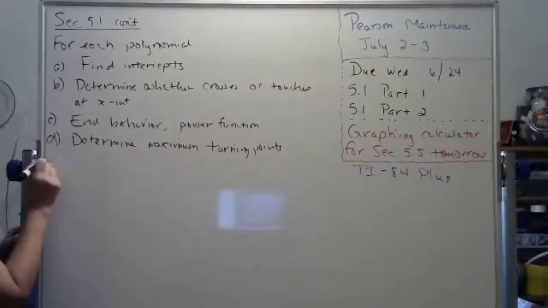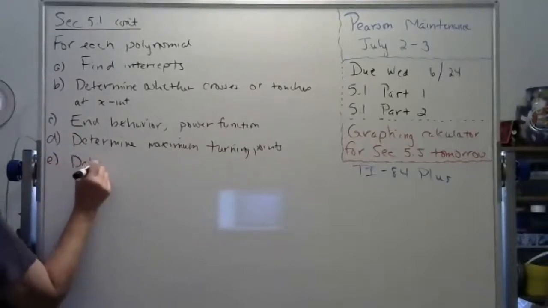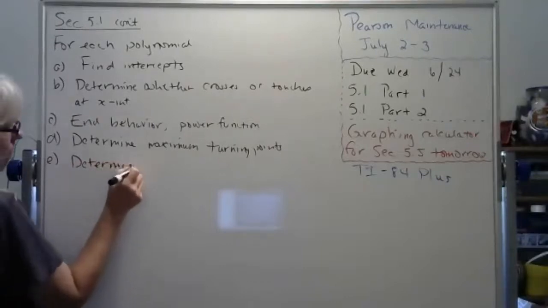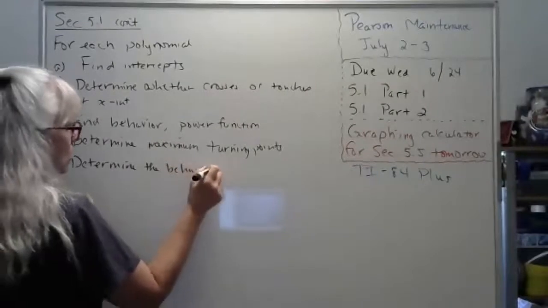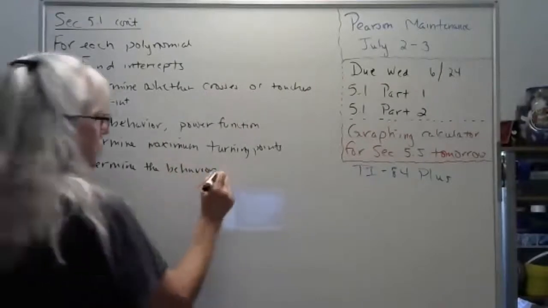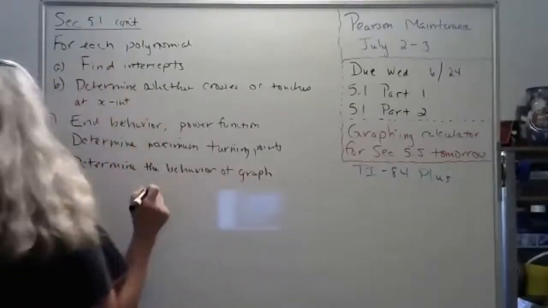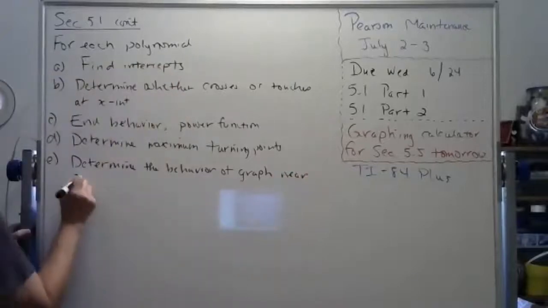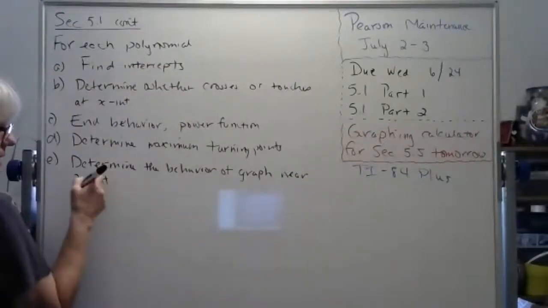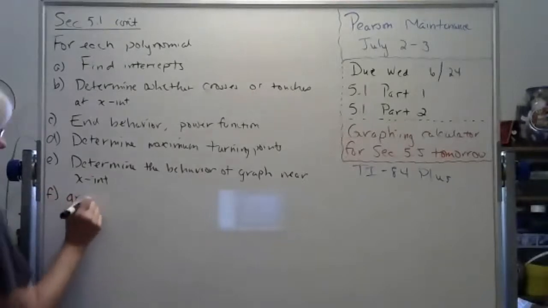And we did all of these steps yesterday, so they're not new. E is the one that's new. We want to determine the behavior of the graph near each intercept, near the x-intercepts. And that's the only thing that we're really adding in today. And then part F is to graph the function. So it's a lot of parts to it.